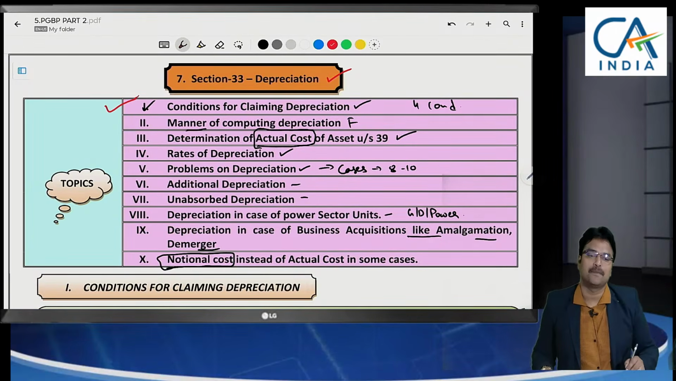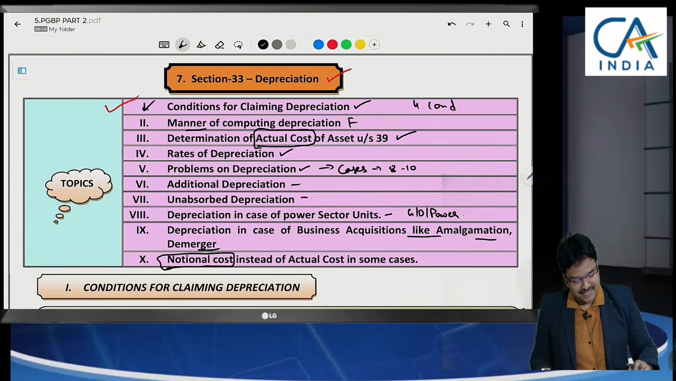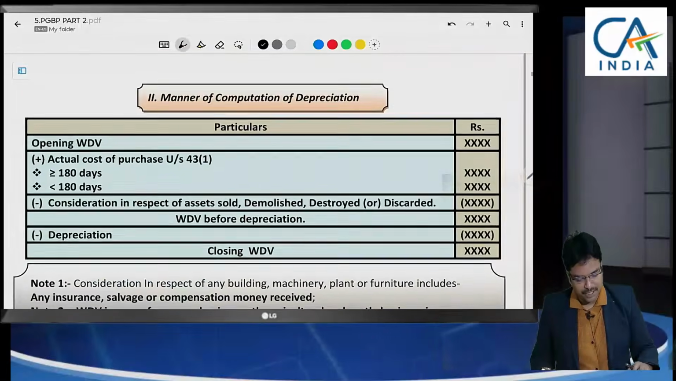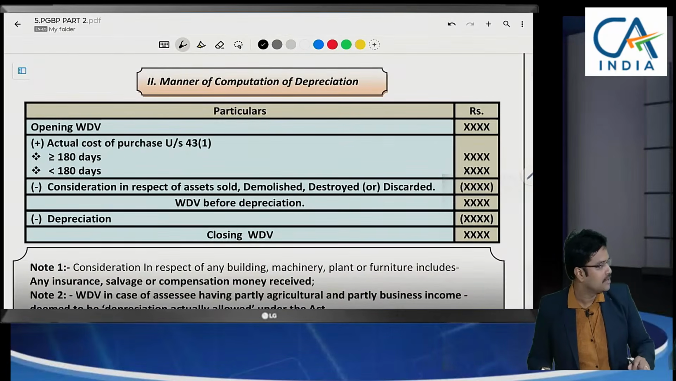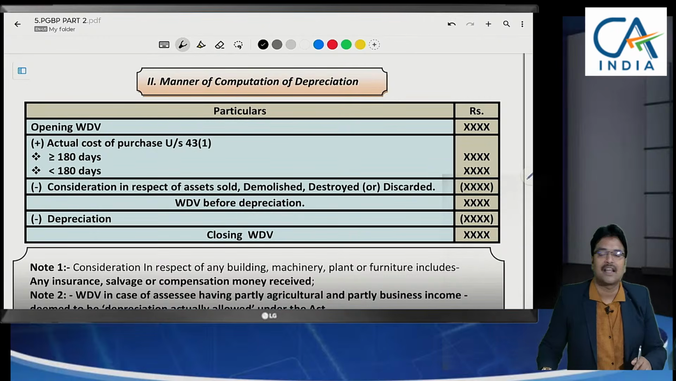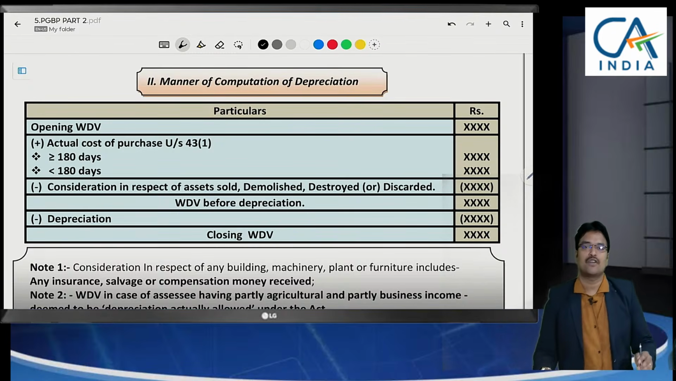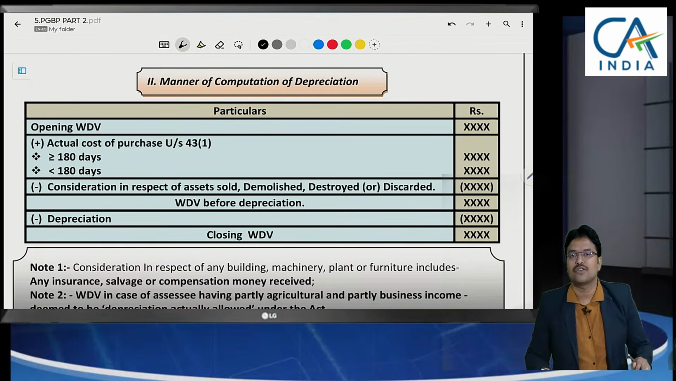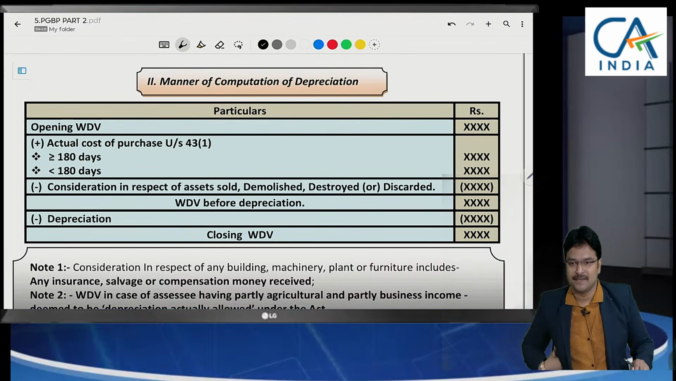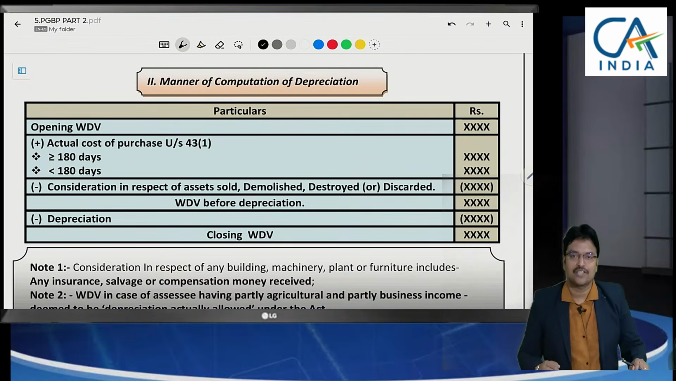Conditions for claiming depreciation. So 4 cases I have discussed here. Now coming to the second one, manner of computing depreciation. How shall we compute the depreciation? A basic format is given. Usually everyone has their own format, but here a basic format is given because they have their own software. You follow your own software for filing the returns. There itself you might have entered the depreciation, but here the standard format for computing depreciation has been specified.